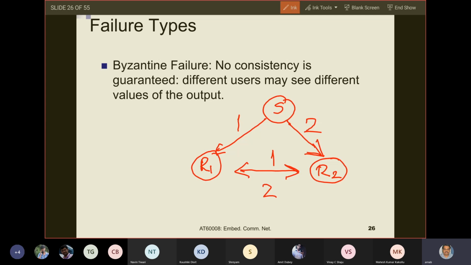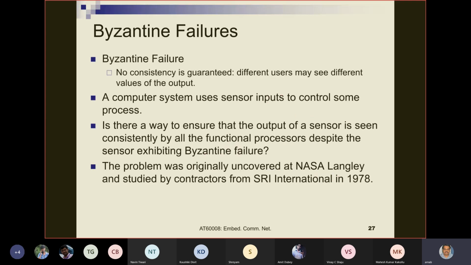Okay, let us look into this. So, Byzantine failure: no consistency is guaranteed. Different users may see different values of the output. A computer system, as I told you, uses sensor inputs to control some process. Is there a way to ensure that the output of a sensor is seen consistently by all the functional processors despite the sensor exhibiting Byzantine failure? This problem was originally uncovered at NASA and studied right back from 1978, and from 1999 onwards, multiple algorithms have come up, mostly for blockchain technology, because this forms one of the bases of blockchain technology.